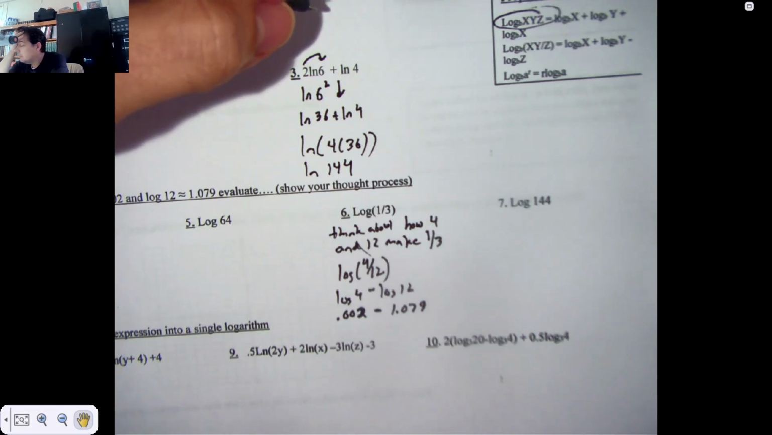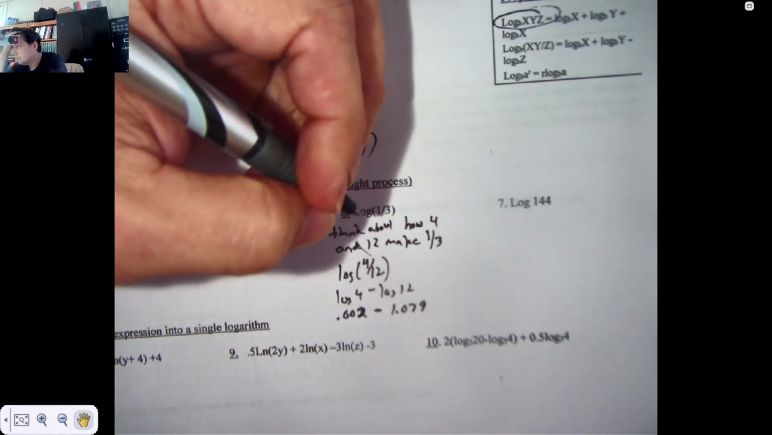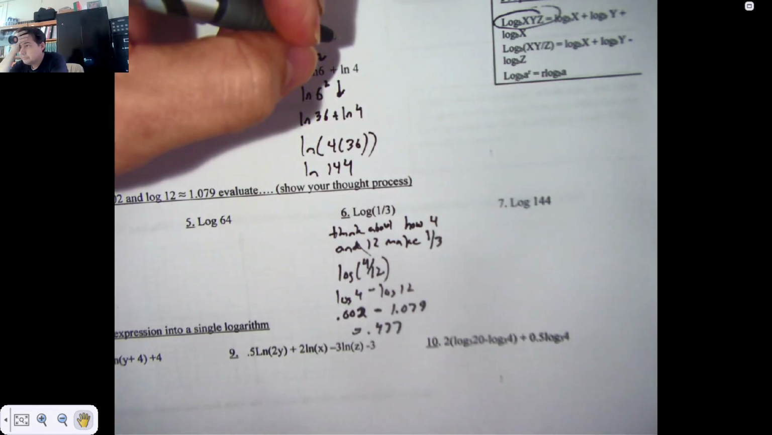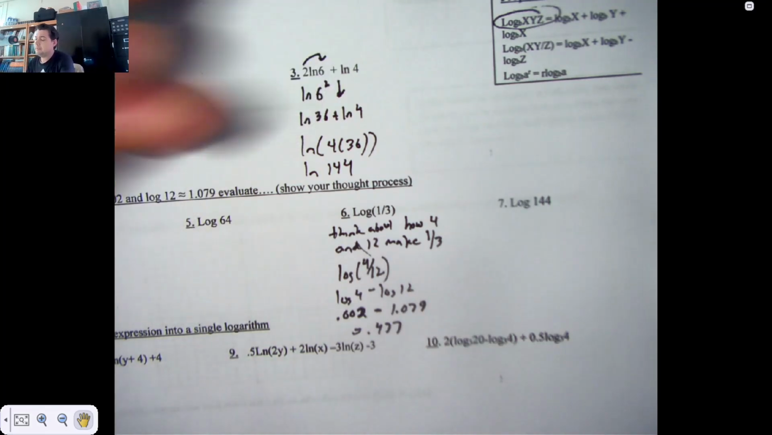0.398, 0.478, 0.477. Yeah. I should probably be checked on that. I feel like it's right though. 0.477. So that's number 6. 9 is condensing logarithms.